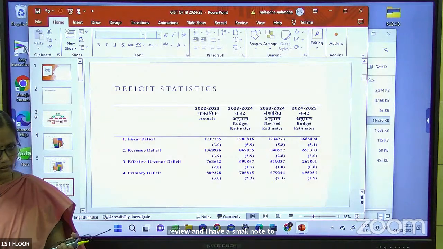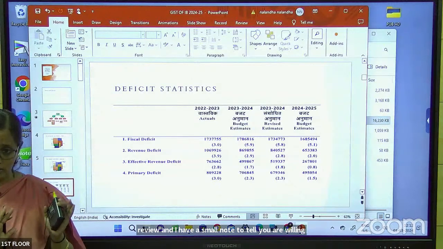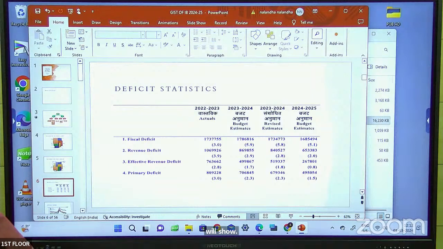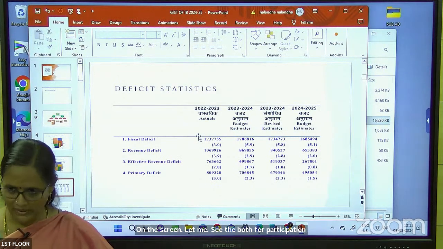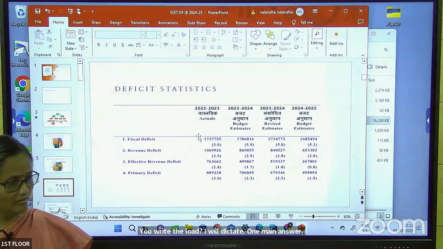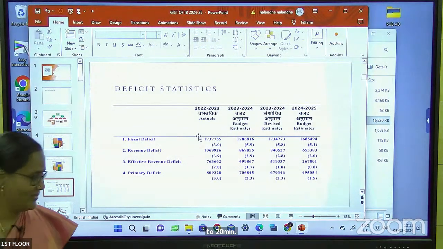If you are willing to write, I will tell. If you are willing to browse, I will show on the screen. Let me see the workforce participation rate now. You write the notes, I will dictate. One mains answer, 15 to 20 minutes. Resistance? No? No. Good children.